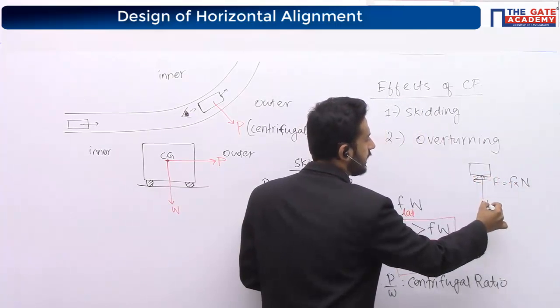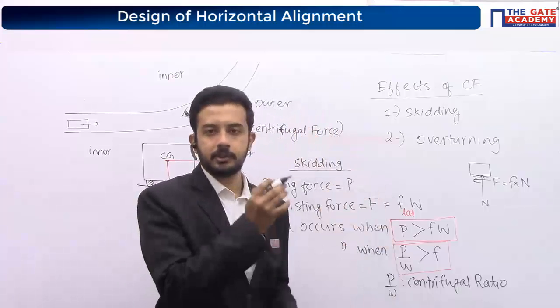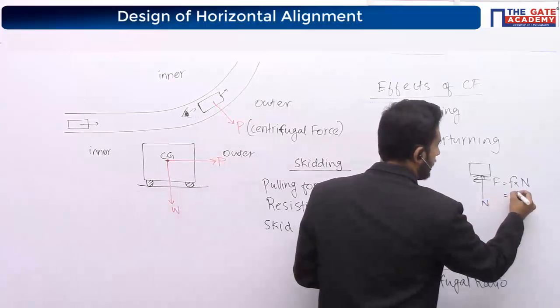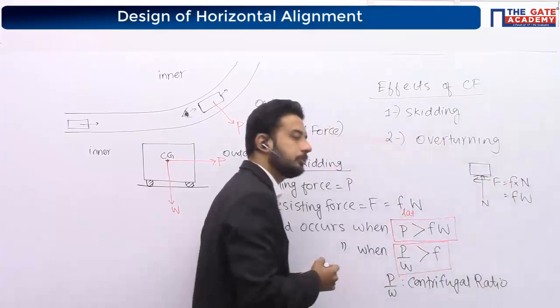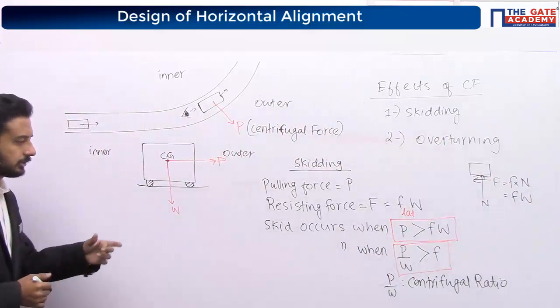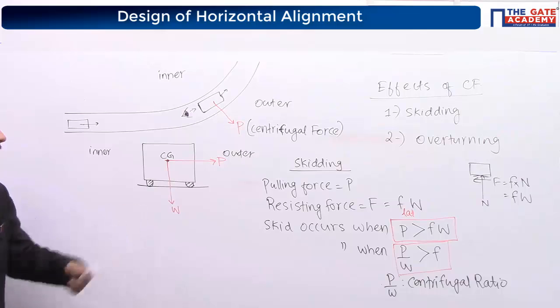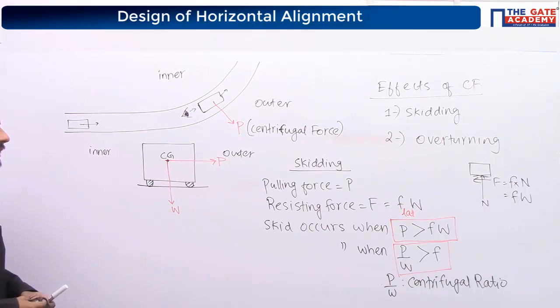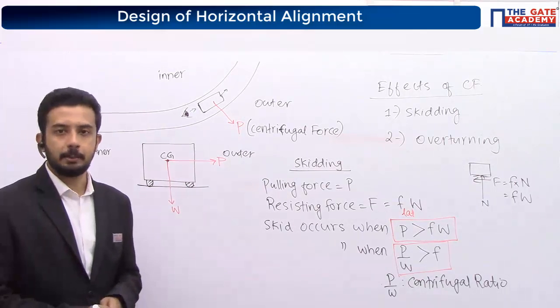What will be the normal reaction? It is equal to the weight of the body. Correct? That's why I'm writing F into capital W. Okay? So that you remember, for skidding, that is the condition. Now I have to check when the overturning may happen.